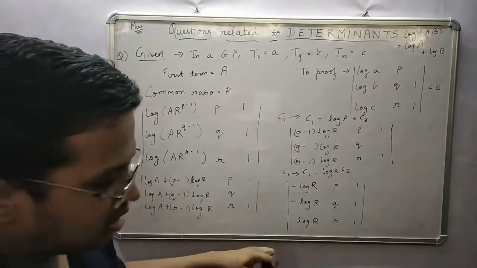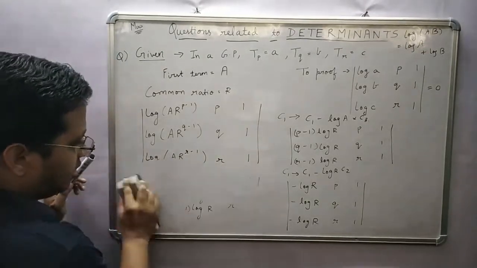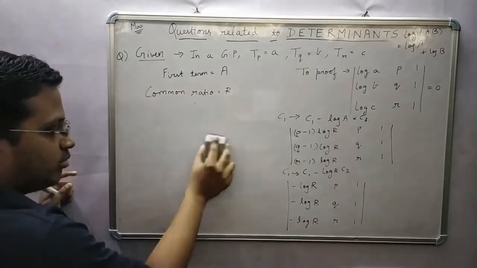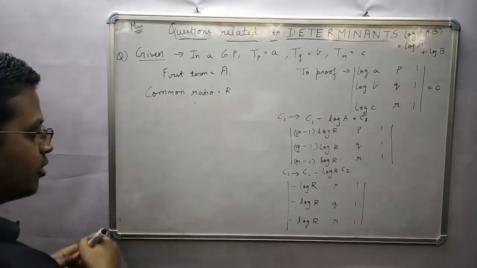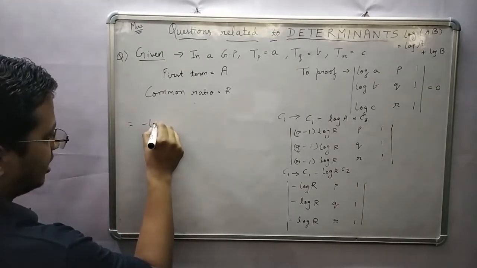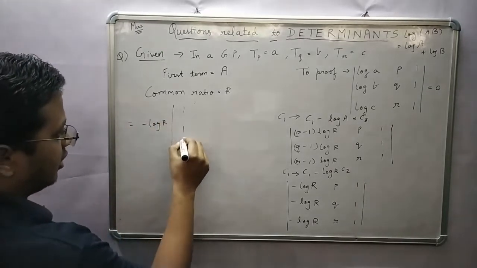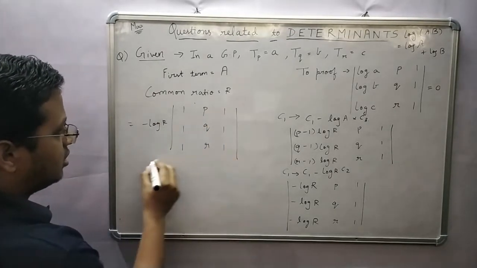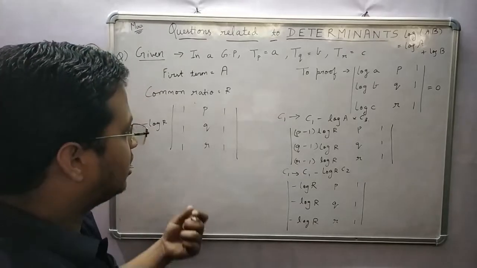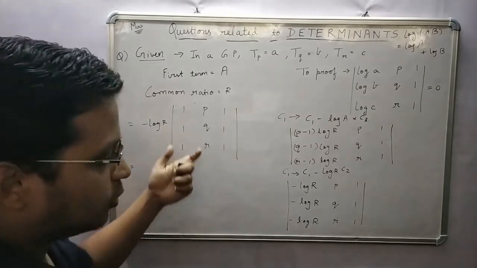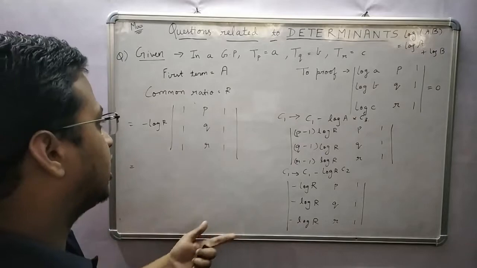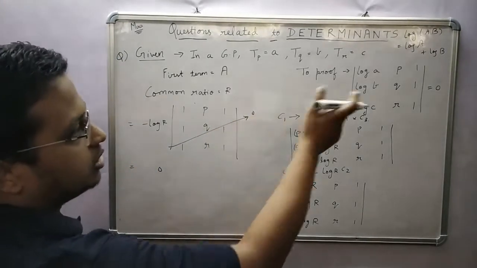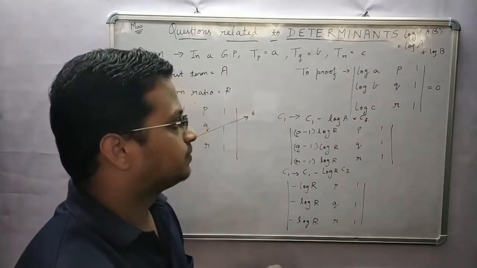Clear up to this much? Now our question is nearly done. As you know, in this column there are 3 log R's. So we can take log R common from this column and take that outside. So this will become minus log R, then 1, 1, 1, P, Q, R, 1, 1, 1. Now as you know, in a determinant, if two rows or two columns are identical, the value is 0. So the value of this determinant is 0, and we have got our RHS. Alright.